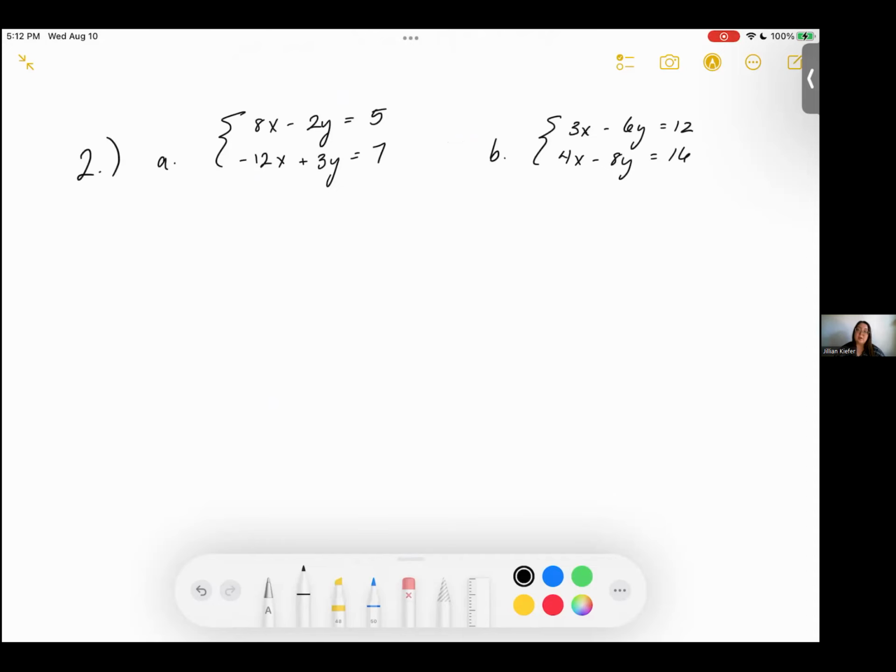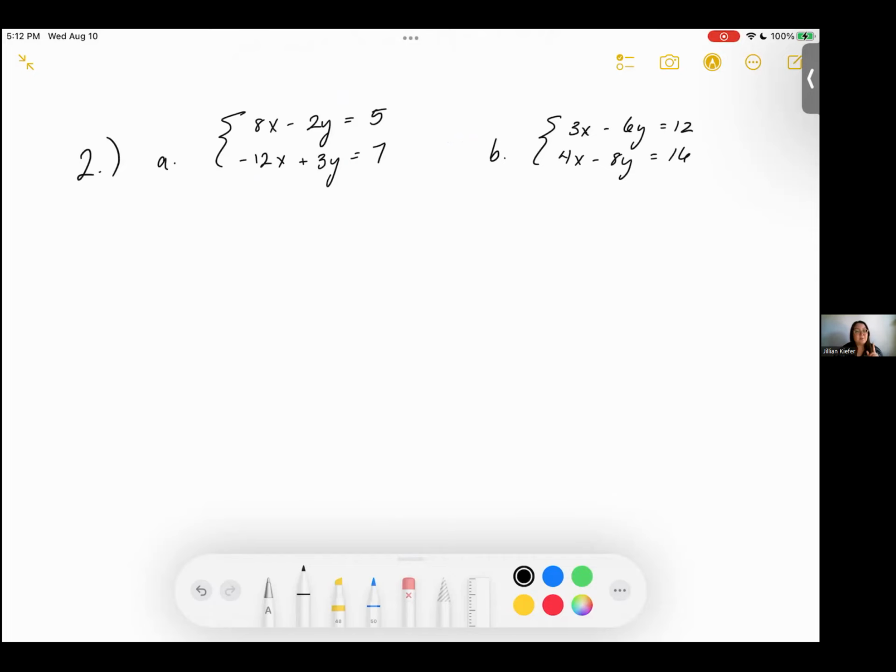All right, so starting with problem 2a, we have our system here, 8x minus 2y is equal to 5 and negative 12x plus 3y is equal to 7. We want to use one of our methods to solve this, like we already said. We're going to stick with our substitution or elimination methods. So we want to think of which one is probably going to be better.